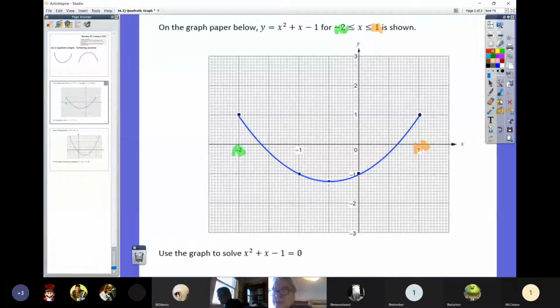Now, for lots of the questions in the worksheet, you're being asked to solve for where it equals 0. So look at the bottom: use the graph to solve where x squared plus x minus 1 equals 0. Any of the questions where it says equals 0, you've got to see where the curve cuts the x-axis, and those will be your two solutions. So it's quite straightforward, but you've got to be very careful with the scale.